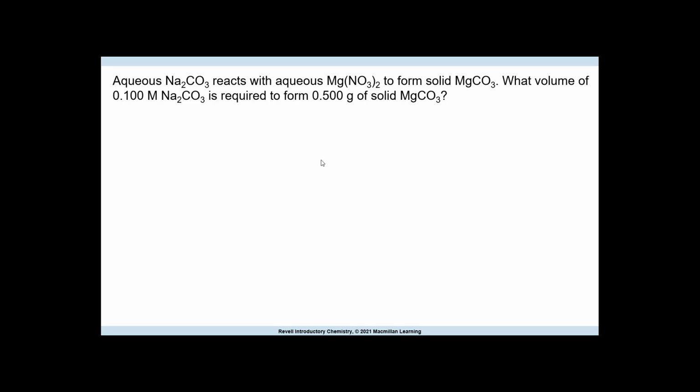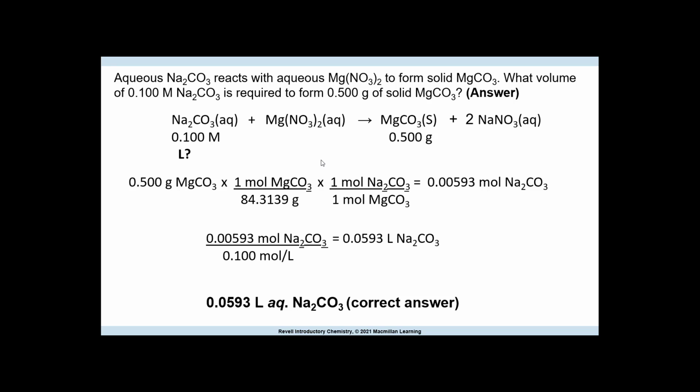Aqueous sodium carbonate reacts with aqueous magnesium nitrate to form solid magnesium carbonate. What volume of 0.11 molar sodium carbonate is required to form 0.500 grams of solid magnesium carbonate? Again, pull out the problem, and when you pull out the problem, I tend to write everything underneath. So it tells me I need the molar, but I need the volume. It's telling me I have this much to start with. So I'm going to pull this out first.